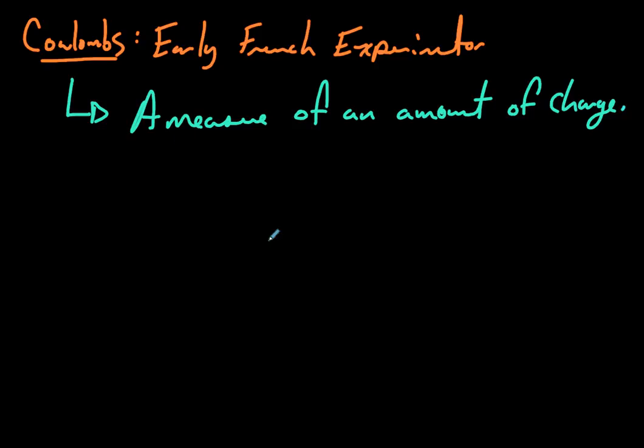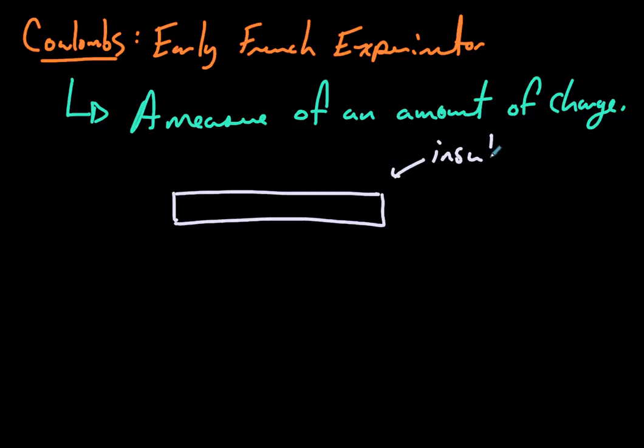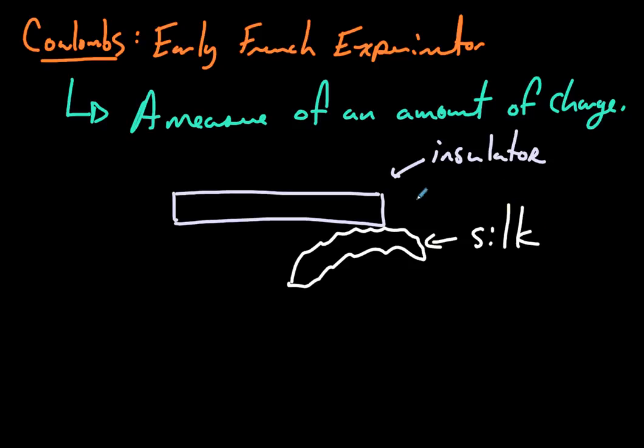So what do we mean by that? Well, let's talk about static electricity for a minute. Let's imagine that we have an insulating material, and we rub that with another insulating material. This might be, say, a silk cloth, and this might be made of glass, for instance.